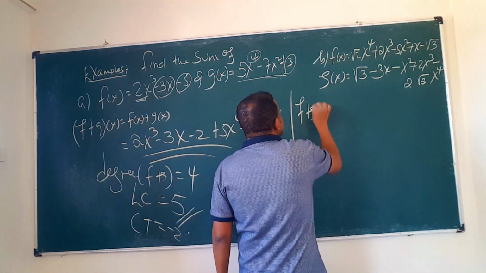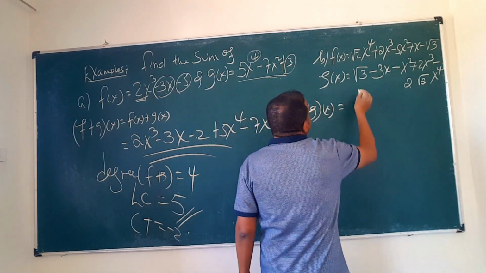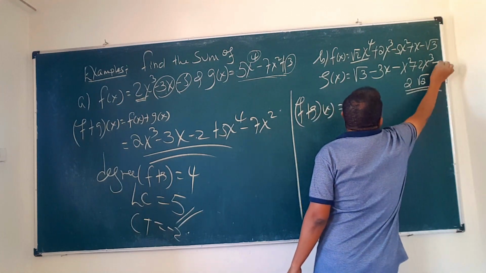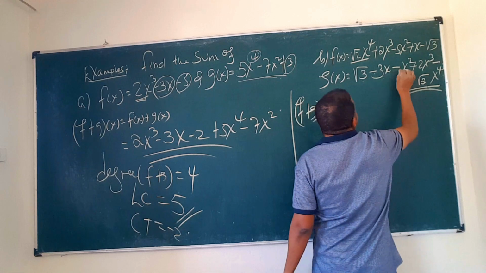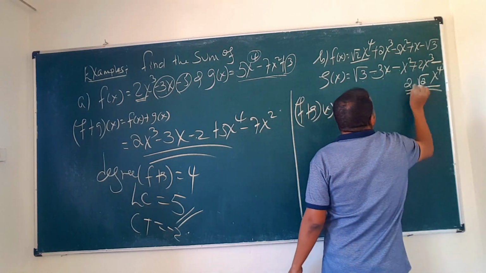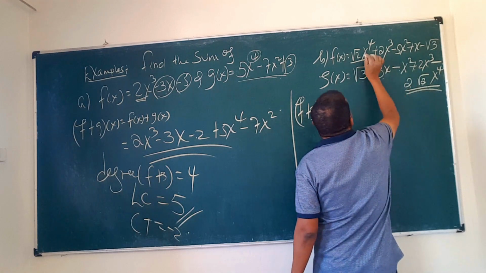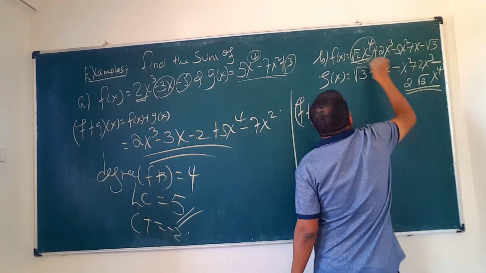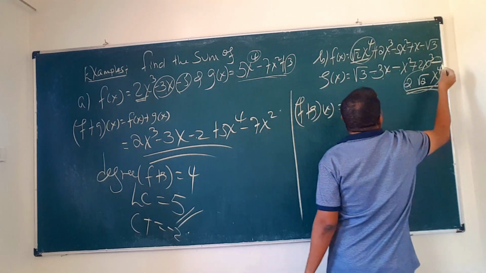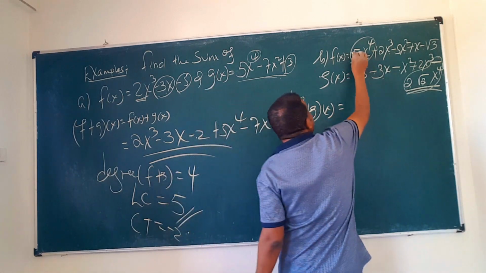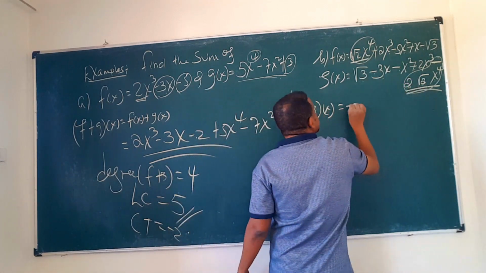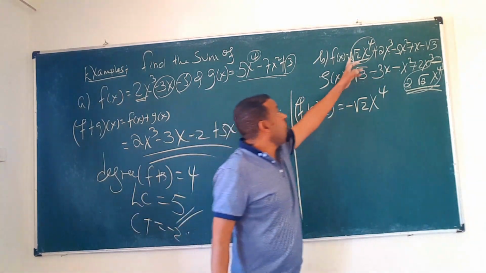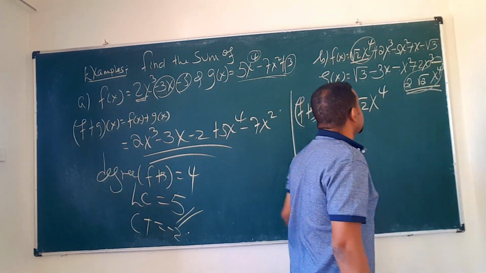The second one, look. So f plus g of x is given by, radical 2 x to the power of 4 here, and minus radical 3 minus 3x minus x squared plus 2x cubed minus 2 radical 2 x to the power of 4. This one is radical 2 x to the power of 4 plus 2x cubed minus 5x squared plus x minus radical. Now this one with this one. Here is 1 radical 2, so 1 radical 2 minus 2 radical 2 is negative radical 2 x to the power of 4. Here 1 radical 2, here negative 2 radical 2, so adding them gives negative radical 2.